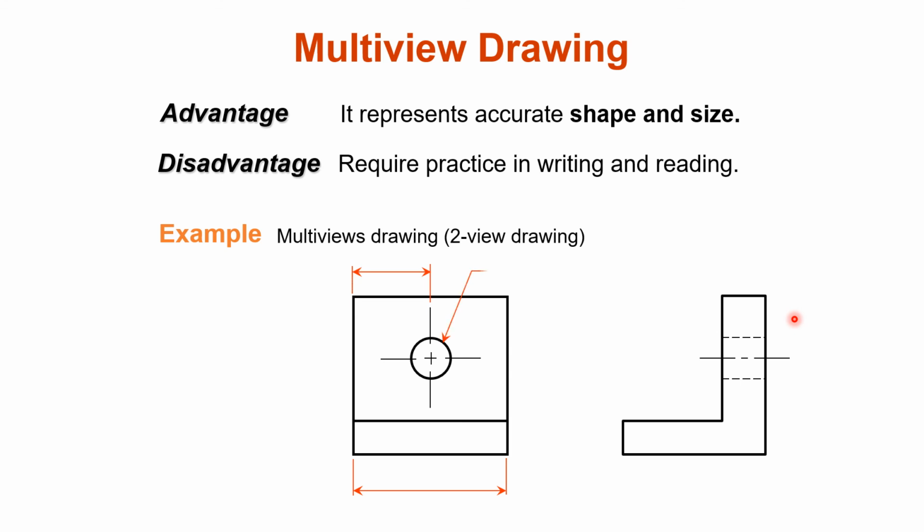Now we can locate exact locations and measurements like the diameter, where the location of this circle is, that we can exactly and accurately measure in the multi-view drawing.